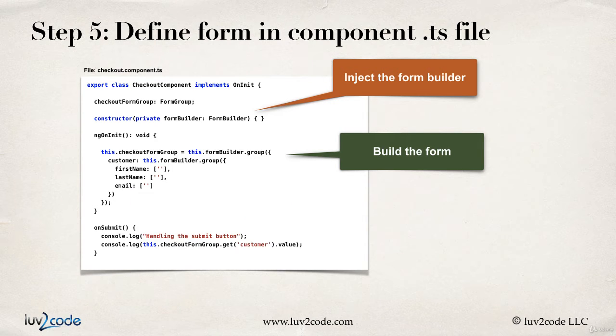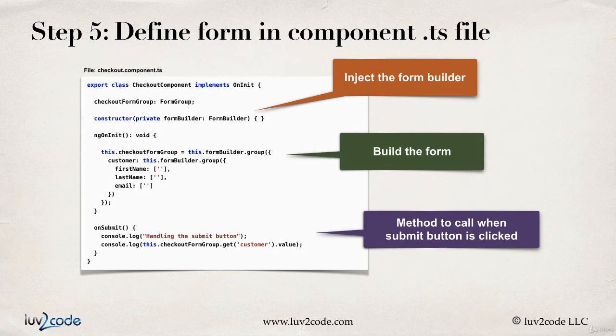And then we'll also have a method here called onSubmit. We simply log some data. That's the method to call when the submit button is clicked. We'll get into more of the event handling later, but just wanted to show you that's where the method will reside.